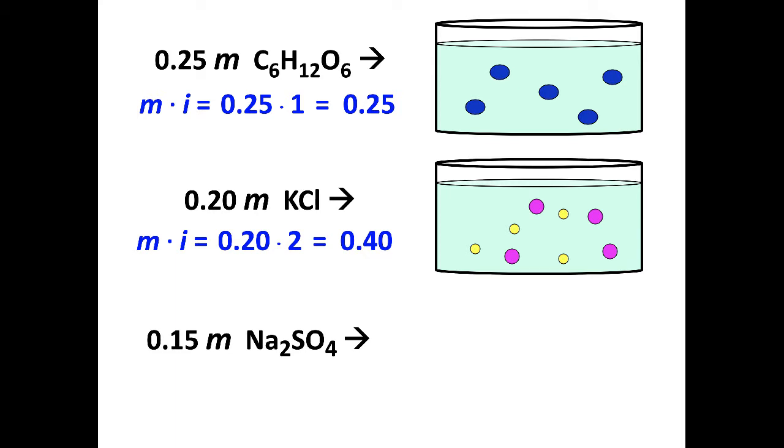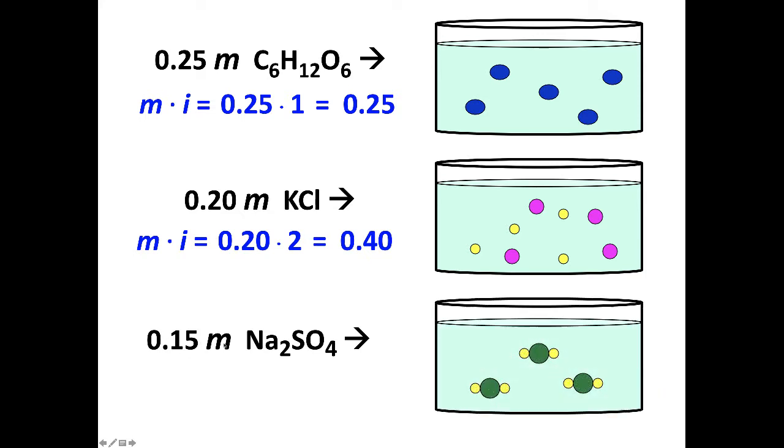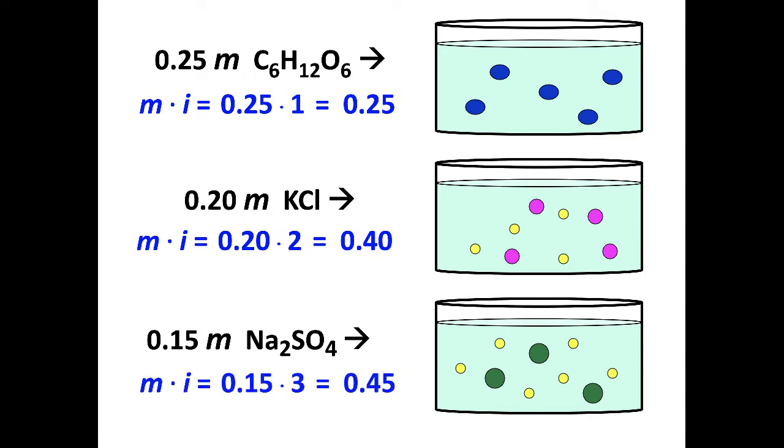And then the Na2SO4 is even lower in its nominal concentration, 0.15 molal, but each Na2SO4 breaks apart into 3 pieces. There's a sulfate ion and 2 separate sodium ions. So the effective molality for 0.15 molal sodium sulfate is 0.15 times roughly 3, which is 0.45, and so that has an even bigger effect on the freezing point.